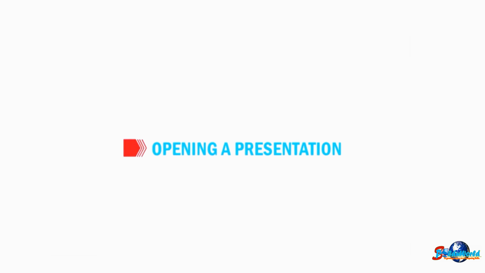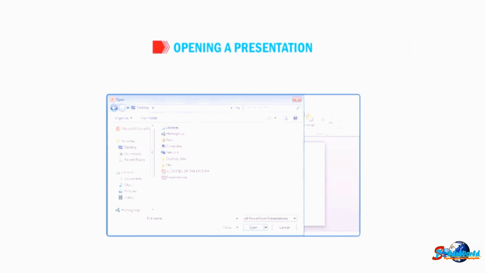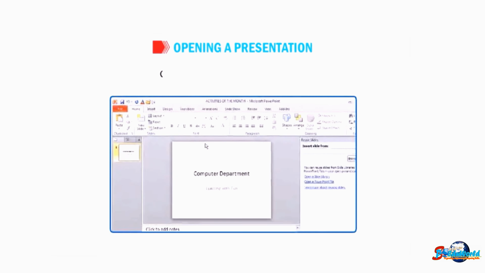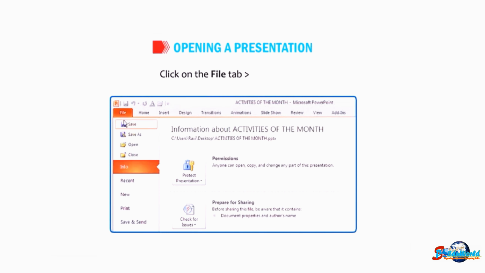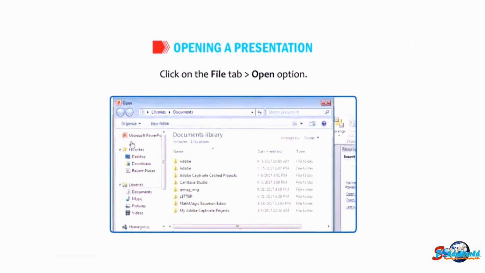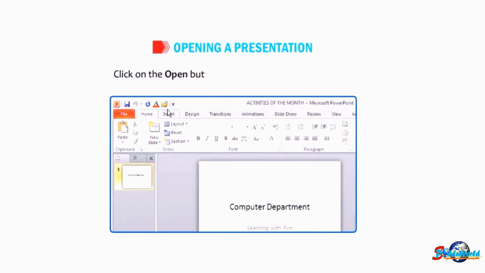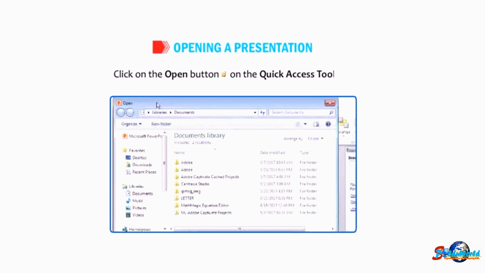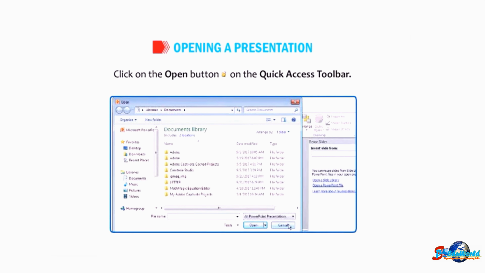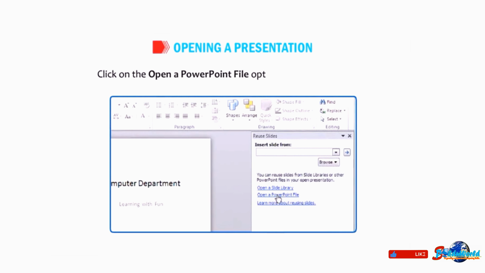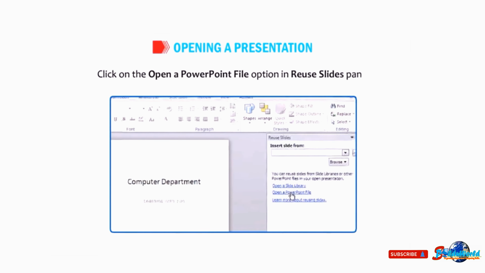Now let us talk about opening a presentation. There are 3 ways to open an existing presentation as shown below. Number 1. Click on the File tab, then go to Open option. Number 2. Click on the Open button on the Quick Access toolbar. Number 3. Click on the Open a PowerPoint file option in Reuse Slides pane.